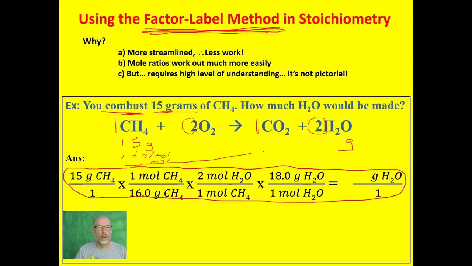And then I'd say it's a 1 to 2 multimole ratio. And then I'd use my molar mass of water, which is 18. And then I'd multiply these two here to get the grams. But here's the factor label method.